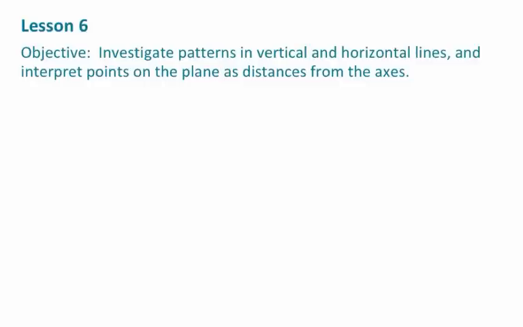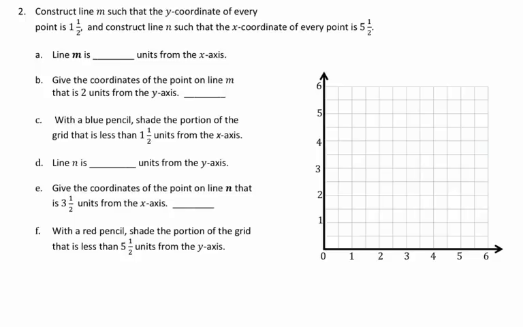This is grade 5, module 6, lesson 6, and the objective in this lesson is to investigate patterns in vertical and horizontal lines and interpret points on the plane as distances from the axis. Okay, and we're going to be looking at homework problem number 2, and it starts out with construct line M such that the y-coordinate of every point is 1.5, and construct line N such that the x-coordinate of every point is 5.5. So let's look at line M first.